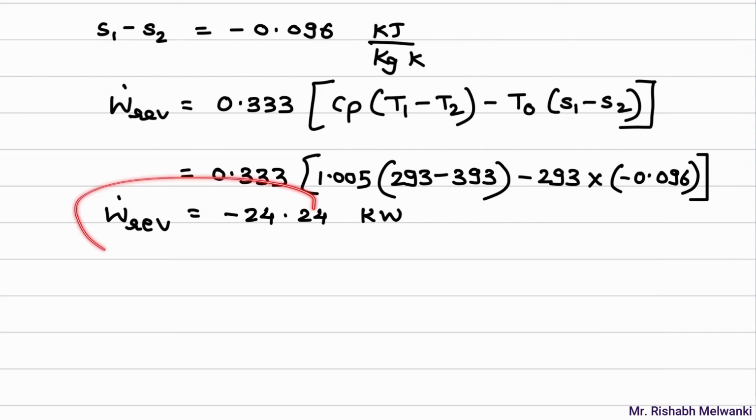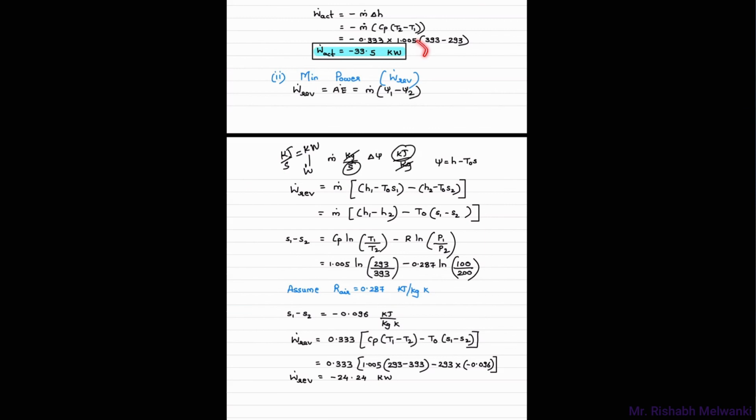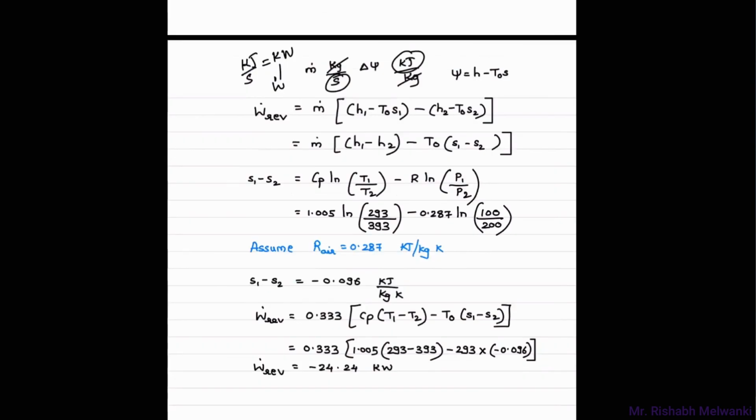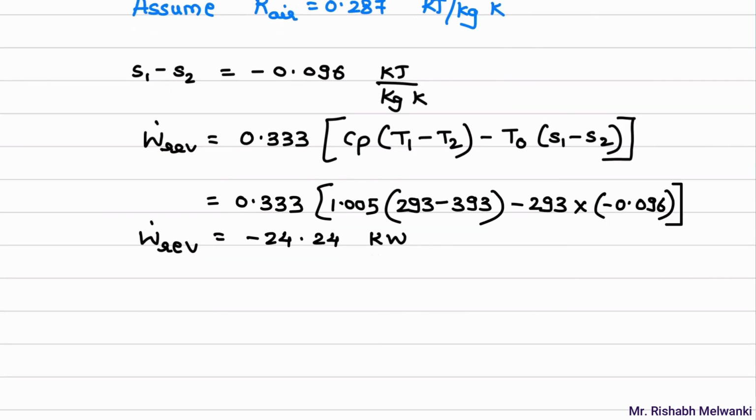Now, if you compare the two W values, here W actual, you can see it is greater. This W actual is minus 33.5 kilowatt. Forget about the negative sign. And here W reversible is minus 24.24 kilowatt. Forget about the negative sign. So this value is minimum as compared to W actual. That is why we say that this reversible work is the minimum work. So this is the second answer.